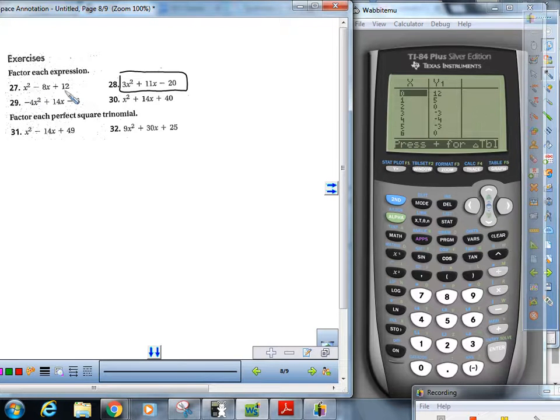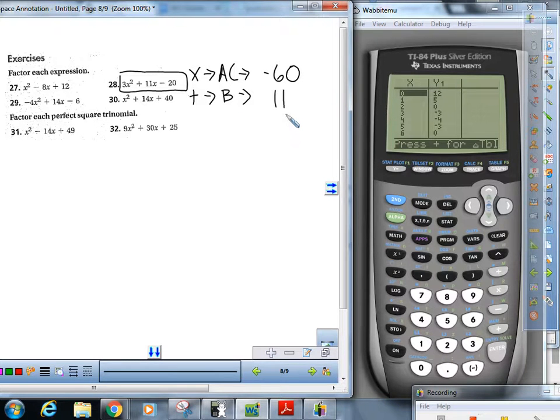I'm looking for two numbers that multiply to be positive 12 and add to be negative 8. Negative 2 and negative 6. Okay, but do that one on your own. Okay? This one is harder. We got to use this thing called the AC method. It's got to multiply to be AC, which is negative 60. Oh dear. And it's got to add to be B, which is 11.